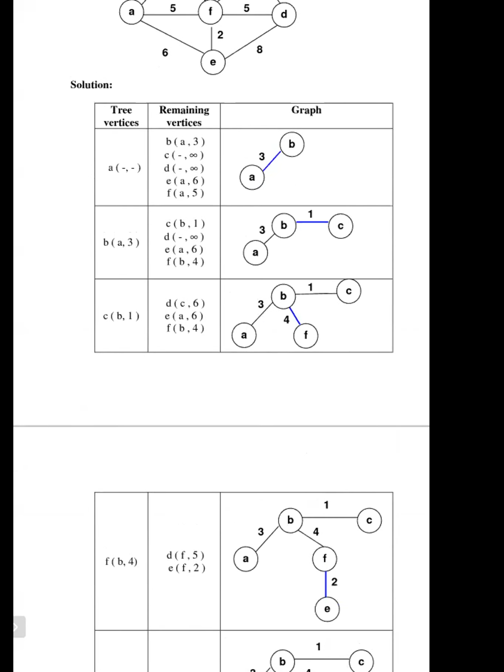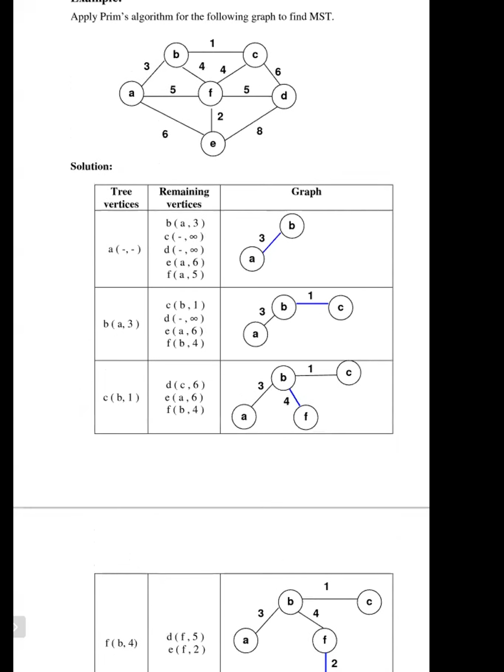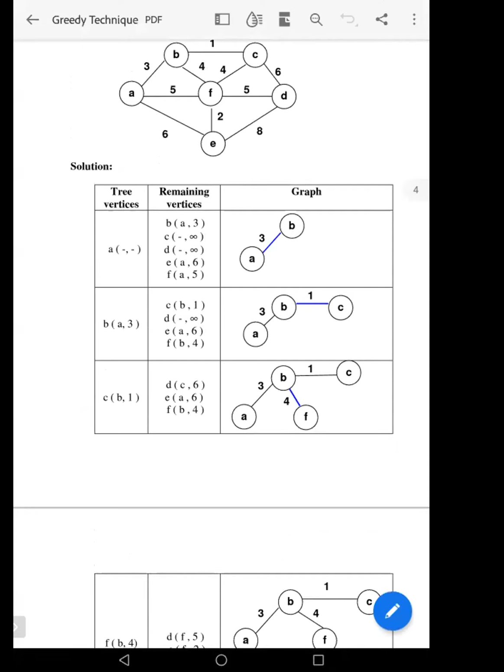Now see the value of D changes here. D is adjacent to C, because it is directly connected. The weight of the CD edge is 6. For E, it is EA, so there is no change, because E is already connected previously. And FB is copied from the previous iteration. FB is equal to 4.